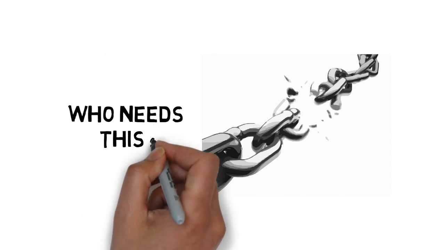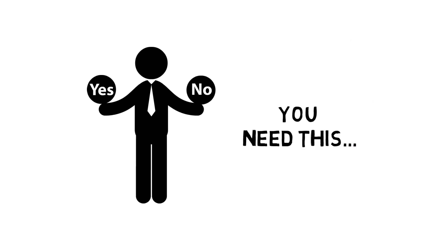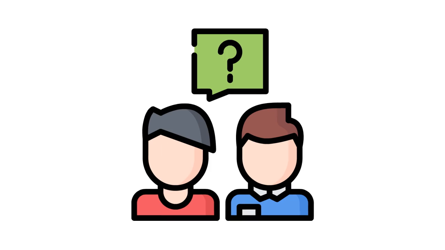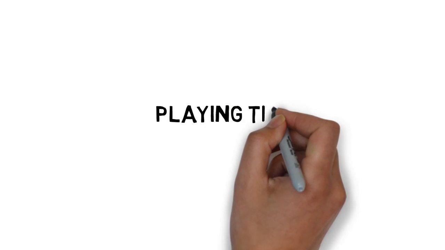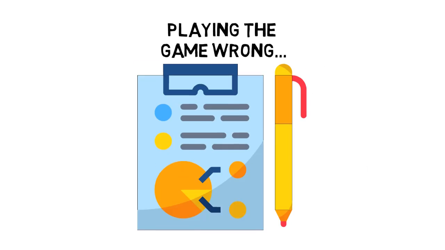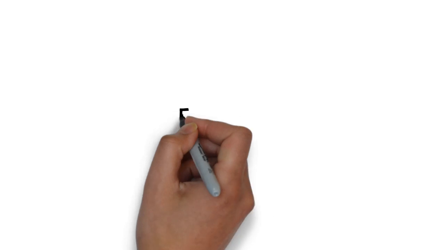But who needs this step-by-step guide? If you answer yes to any of the below, you need this. You want to know how affiliate marketing works. You want to become a successful affiliate marketer. You know that you are playing the game wrong. You want to use modern affiliate marketing strategies. You want to learn how to get the most return for every dollar you spend on your business. Does this sound like exactly what you need?